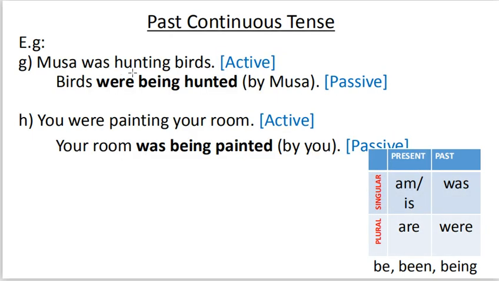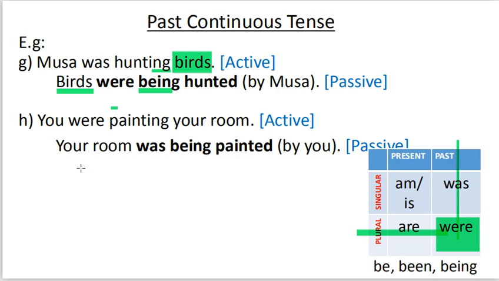Musa was hunting birds. We begin with the object of that sentence, which is birds. Birds is a plural noun. Was hunting is past tense. So we look for plural past, which is were. Birds were. Then because we have hunting in ing form, we introduce the verb be in ing form. Birds were being. Then the past participle of hunt is hunted. Birds were being hunted by Musa.